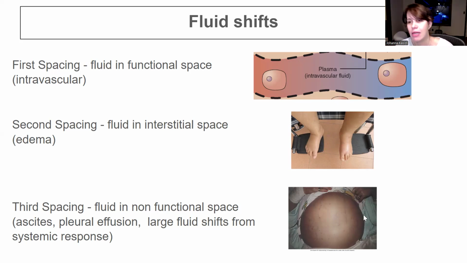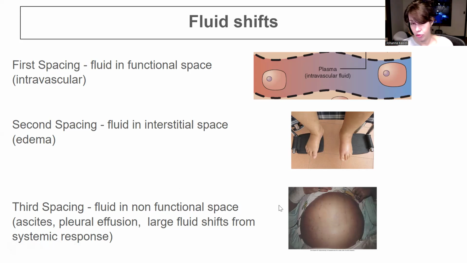Now, third spacing is when fluid moves into a non-functional space. And this happens when your capillaries open up and large molecules shift out and pull the fluid with them. So this happens in ascites, and this happens in ARDS, which is acute respiratory distress syndrome, when in your lungs the fluid shifts into the pleural space. It can also happen in sepsis and burns, when there are large fluid shifts, a systemic thing, and they move into a third space.